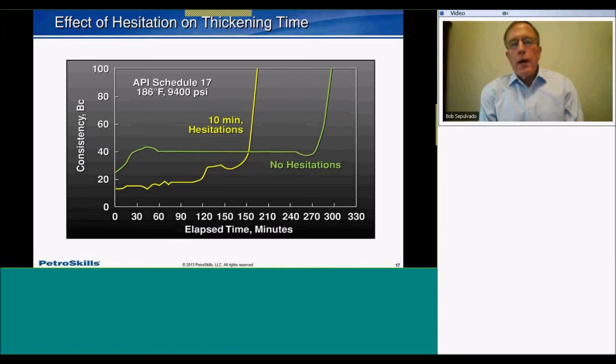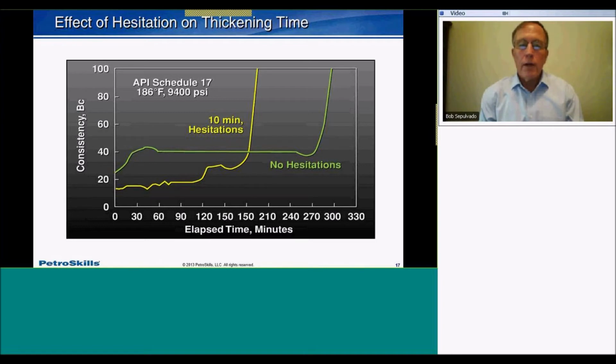We talked about hesitations. We need to be aware. I think it makes some sense that looking at a cement slurry where we're not doing hesitations, the thickening time and working time is going to be a good bit longer. In this particular case, I think it's about 2 hours longer than the same slurry doing hesitations. So you just need to be aware of that.